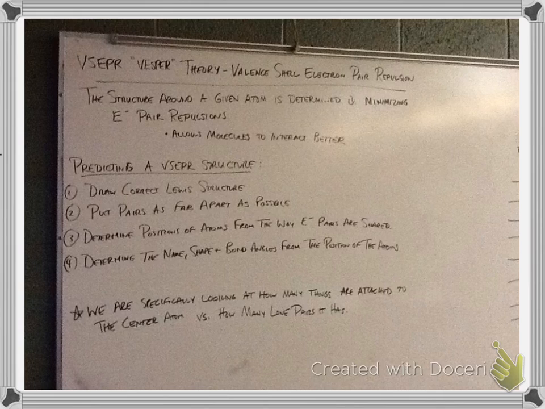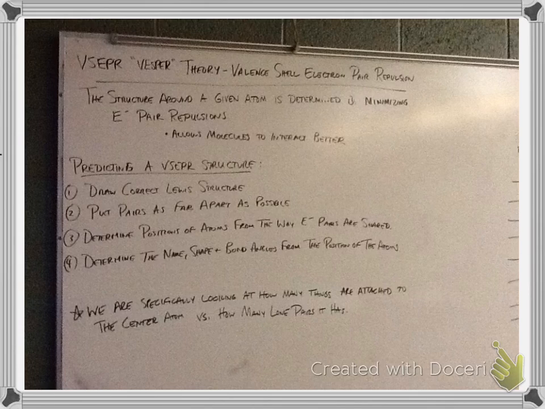So to predict these VSEPR structures, we have to draw the correct Lewis structures. Okay, and you guys have gotten pretty good at that, so I'm pretty confident in that. We're going to put the pairs as far apart as possible, determine the positions of the atoms from the way the electron pairs are shared, and determine the name, shape, and bond angles from that position of the atom. And as we come up with our chart, we're going to be able to see exactly which one happens from the Lewis structure.